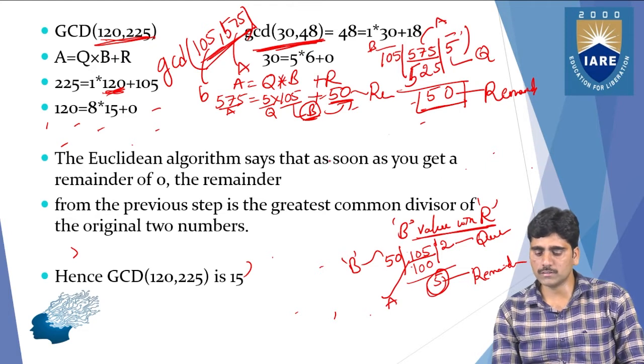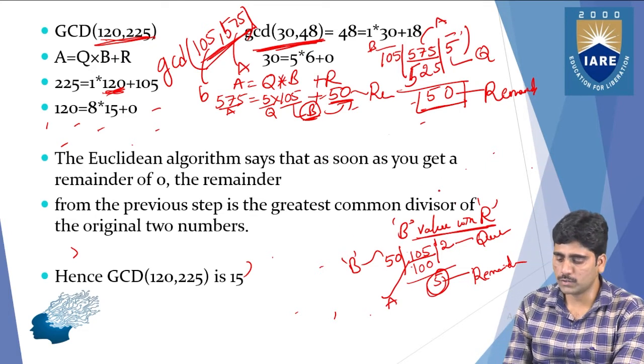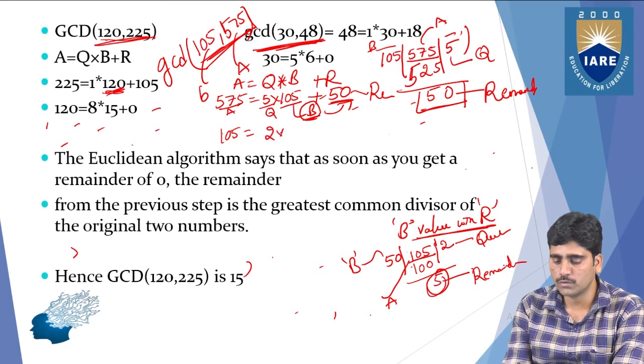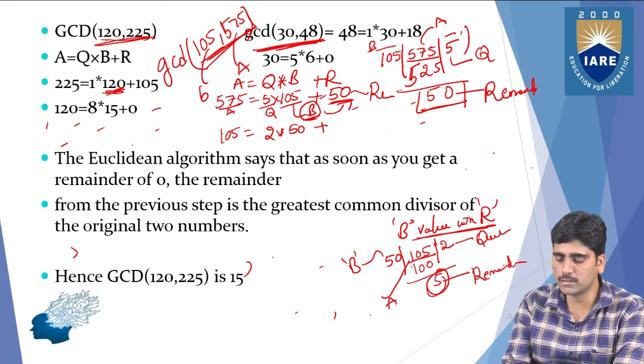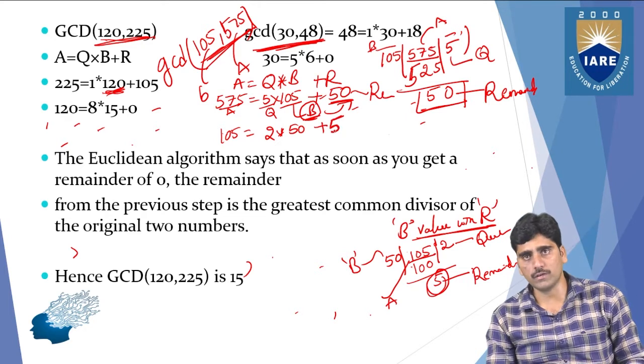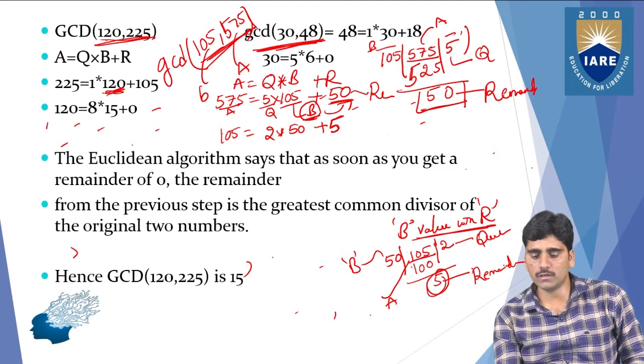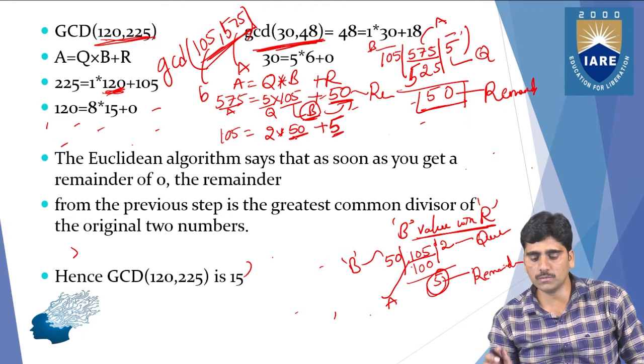So now make this statement as a formula. 105 is the A value, so 105 equals Q into B plus the remainder. Q is 2, B is 50, plus the remainder, which is 5. Still we are not getting the remainder as 0.